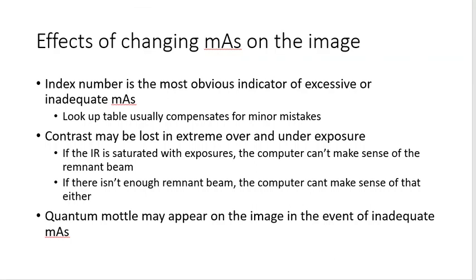Quantum just means, quantum is a technical term for a quantity of energy. So if you don't have enough energy to the image receptor, you get this freckly looking appearance to it, and that is quantum mottle. Mottle means speckly. Quantum means quantity, basically, quantity of energy. And if you don't have a high enough quantity of energy, you get that speckly appearance. So it's a speckly appearance because of inadequate quantum, is quantum mottle. So it may appear on the image if you have inadequate mAs.